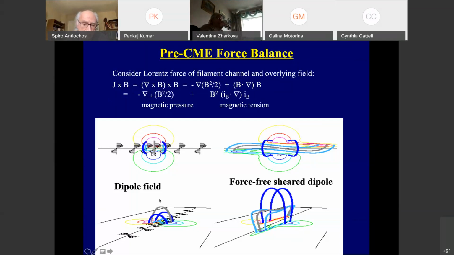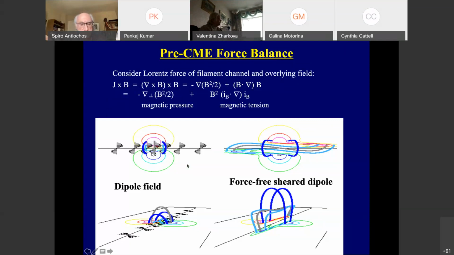So if you think about these field lines, what determines their shape? Well, there is a gradient of B squared pushing upwards. But on the other hand, there's a tension pulling downwards, trying to straighten out these field lines. And it's the balance between the upward push and the downward tension that determines their shape.